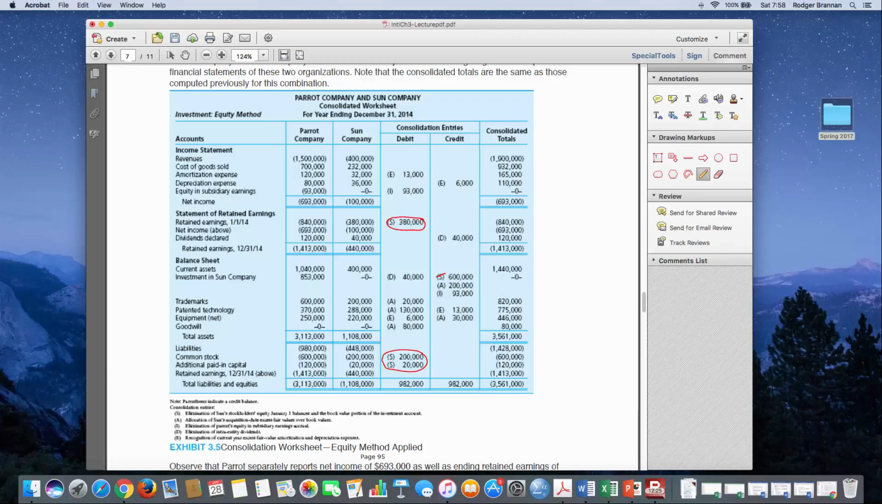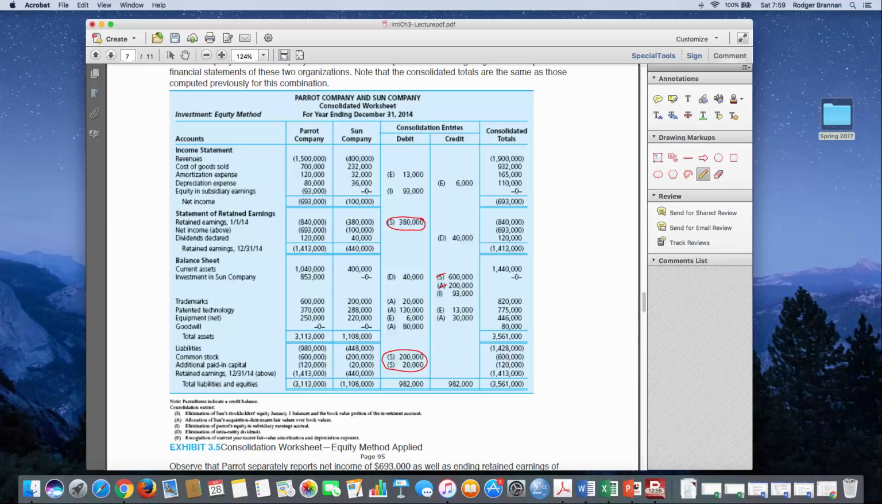Again, these amounts are going to change for Sun as it goes through subsequent years. So the first iteration is to eliminate what were the beginning equity accounts of Sun Corporation against the part of the investment account, which is the 600,000.